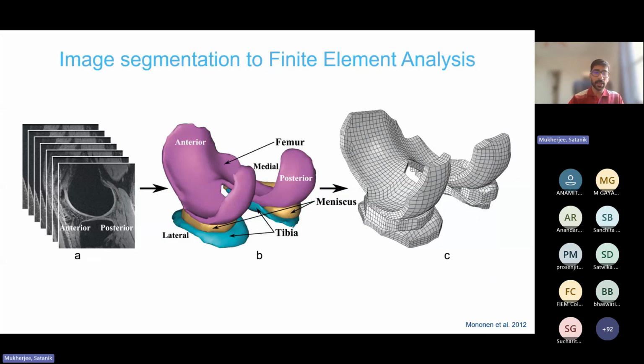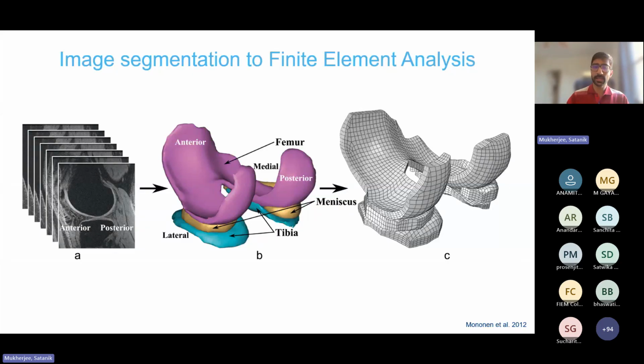The other field where image segmentation has been widely used is to develop what is known as finite element models. So these are physics-based models which can be used to look at the distribution of forces and stresses and strains in the different regions of the joint. And this can provide information about how the joint and the different tissues in the joint are mechanically loaded. And then we can infer from that information how we can expect a disease to progress in these cases.